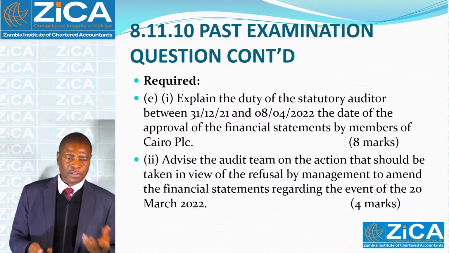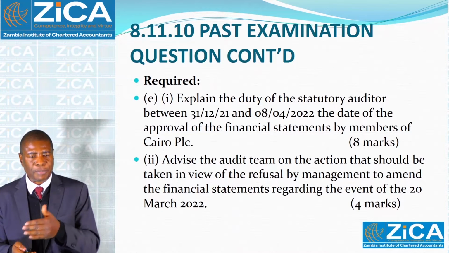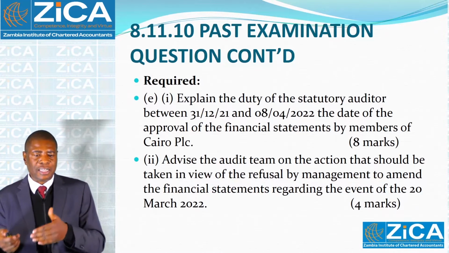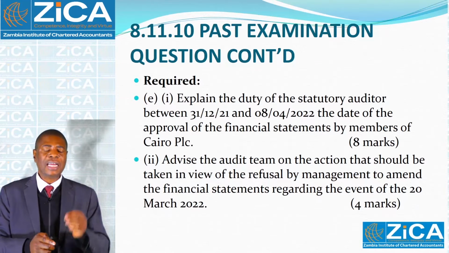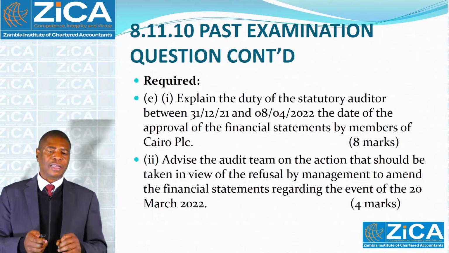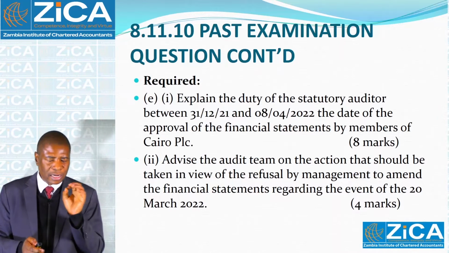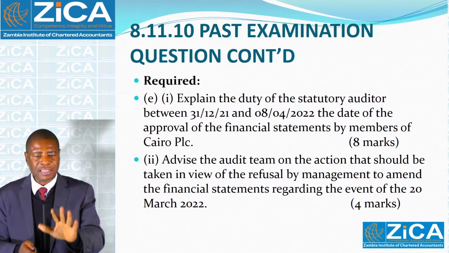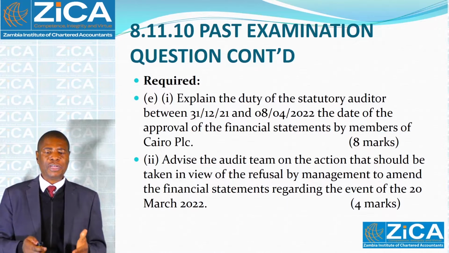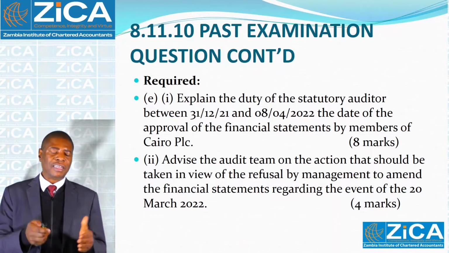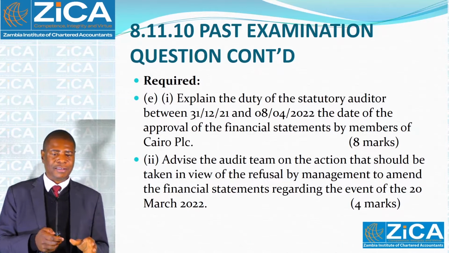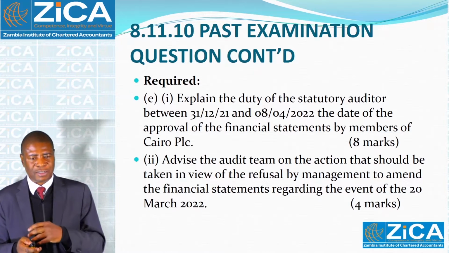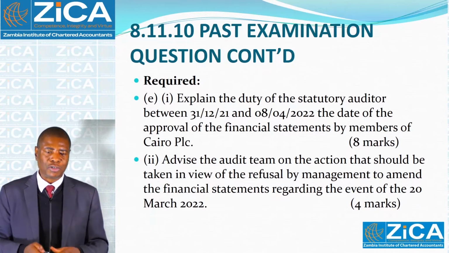There was an extra question from March 2023, again about the same topic. It simply said, explain the duty of the statutory auditor between 31st December and the date of approval. This question was all about subsequent events. If you knew your IAS 10 and also your ISA 560, this was a giveaway. There are 12 marks available. If you did not know what is stated in IAS 10, adjusting events, non-adjusting events, and also ISA 560, auditor's responsibilities, this question was beyond you.